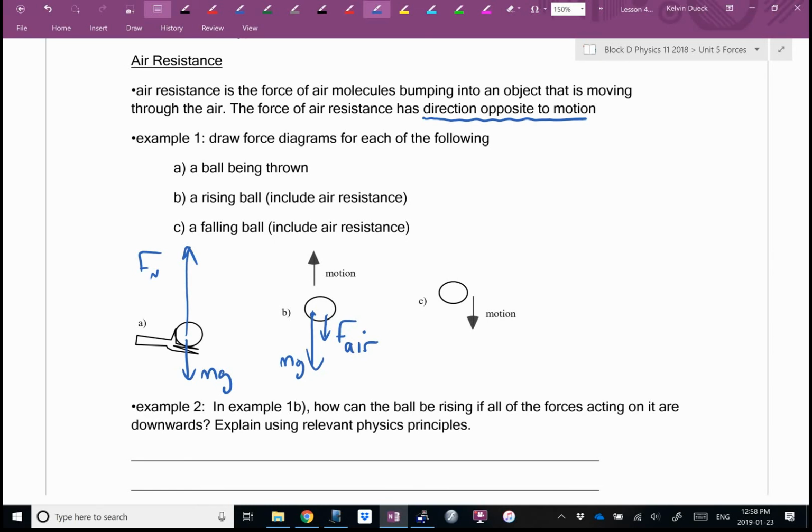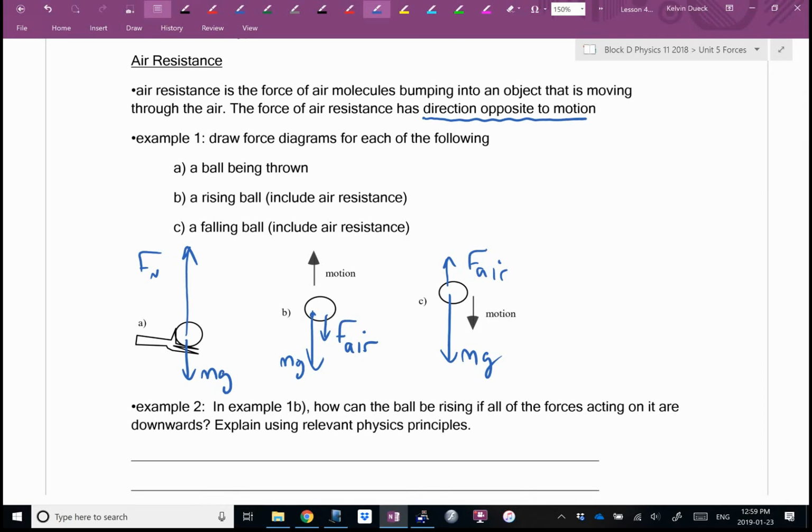Now, situation C. We're on the way down. What are the forces acting on it? Get the obvious one. What else? Which way? Up. Bigger, smaller, or the same size as mg? The answer is it depends. Let's assume that we've just turned direction and so it's smaller, but as we speed up, air resistance gets bigger and bigger and bigger. Eventually, it's going to be the same size. We call that terminal velocity.